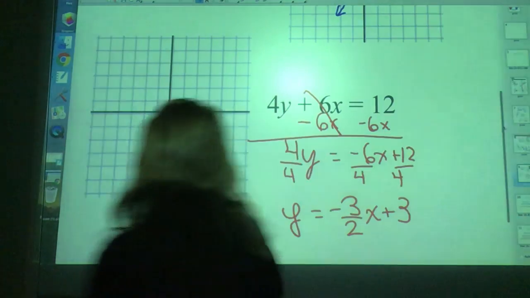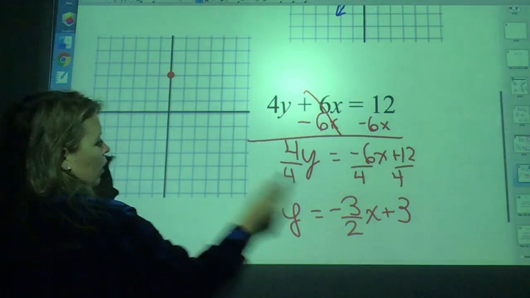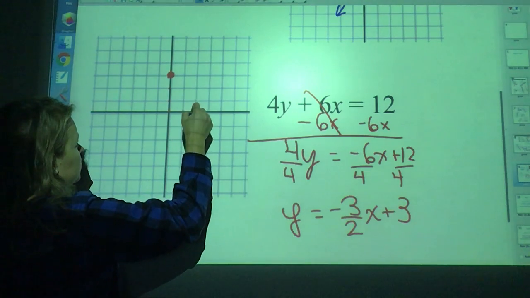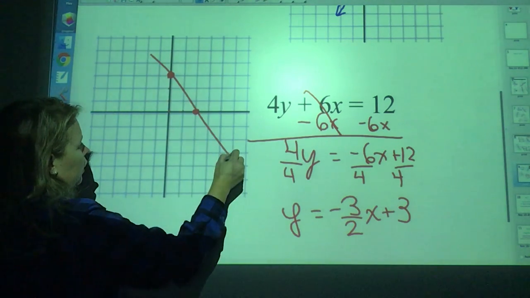My graph starts up 3 for my base, my slope is down 3, to the right 2. Draw the line.